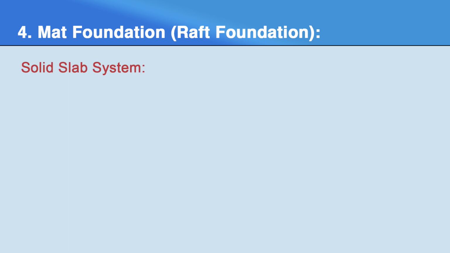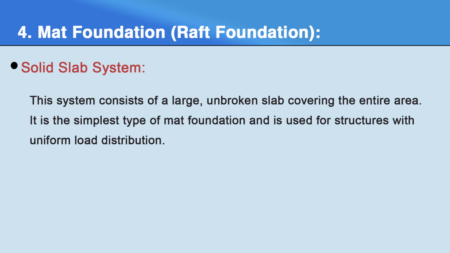Then the mat foundations can be divided into three types based on their design and construction. Solid slab system. This system consists of a large unbroken slab covering the entire area. It is the simple type of mat foundation and is used for structures with uniform load distribution.